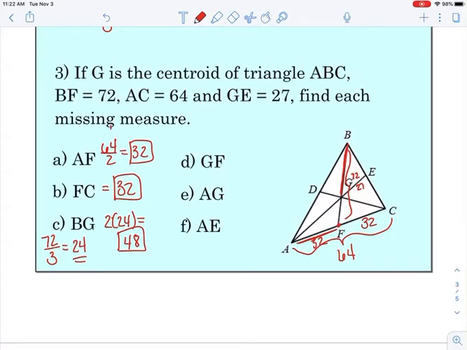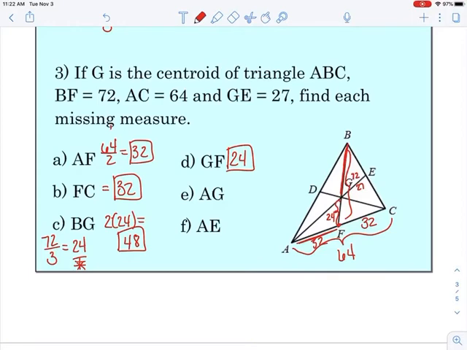Then for GF, that's this little piece right here. And again, that makes up 1 unit of that line, which we just found over here. That's going to be 24. So GF is 24.